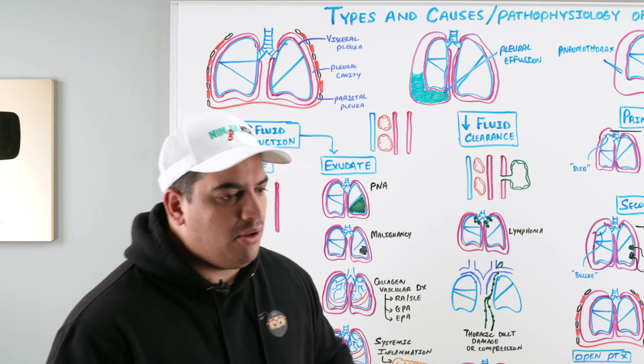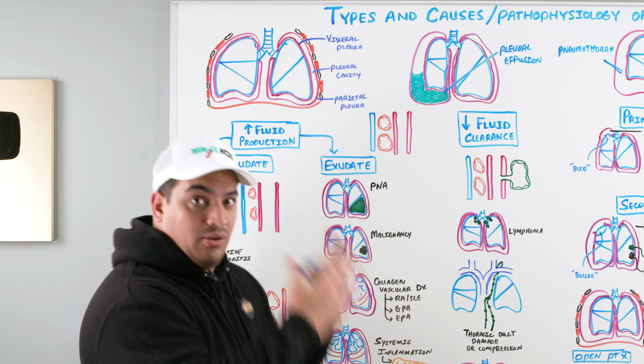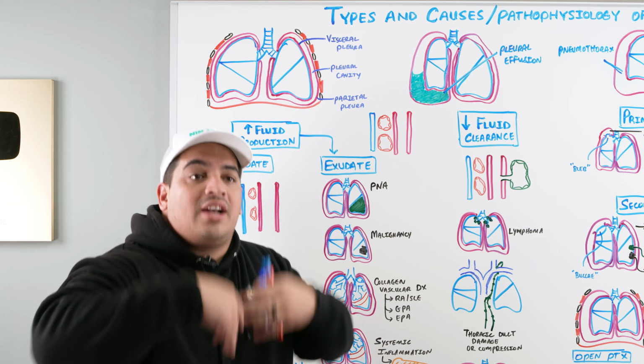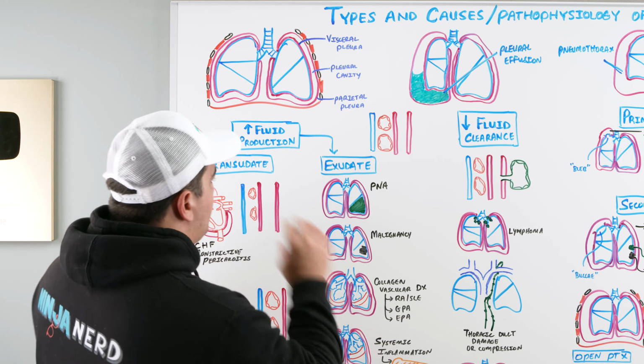Now, when we talk about these pleural disorders, we're going to go over the types, the causes, the pathophys. That being, we'll talk about pleural effusion first, then we'll talk about pneumothorax, we'll go over atelectasis, we'll go over the causes and the pathophys involved. First one is we're going to talk about pleural effusion.